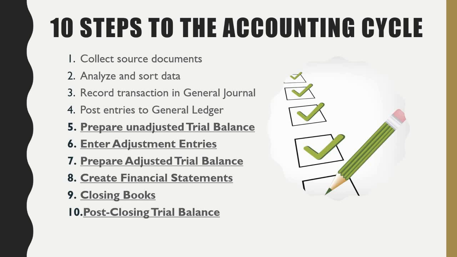Step number six is going to be adding our adjustment entries, which I'll talk about in a minute. Then step number seven is going to be preparing the adjusted trial balance. Then we're going to move into our financial statements. Then we're going to close our books. And then lastly, we're going to do a post-closing trial balance.